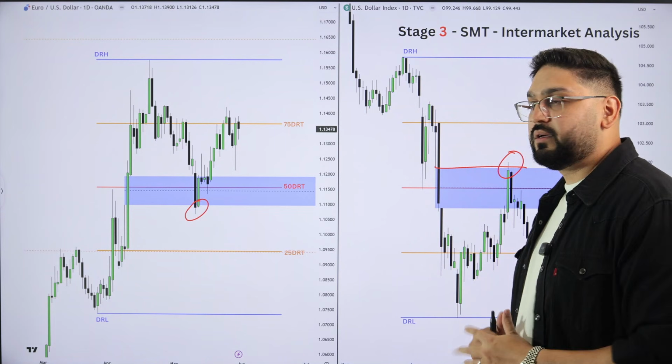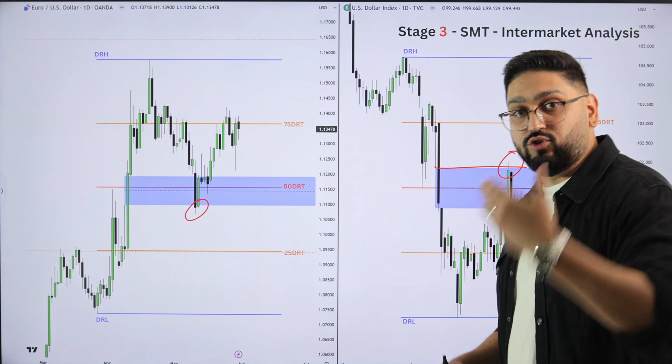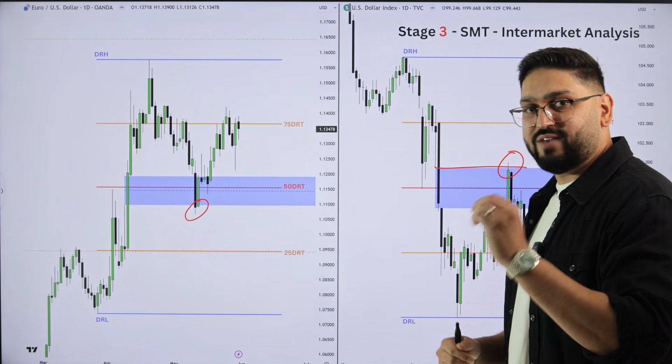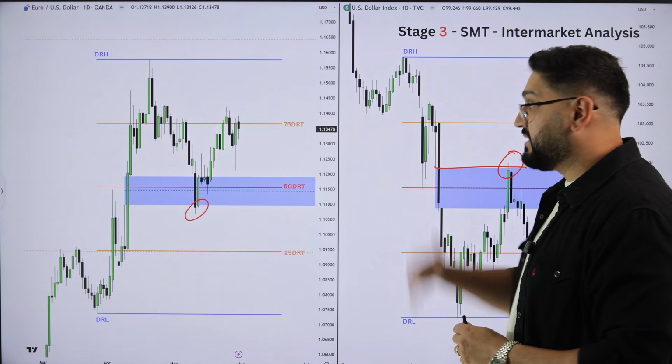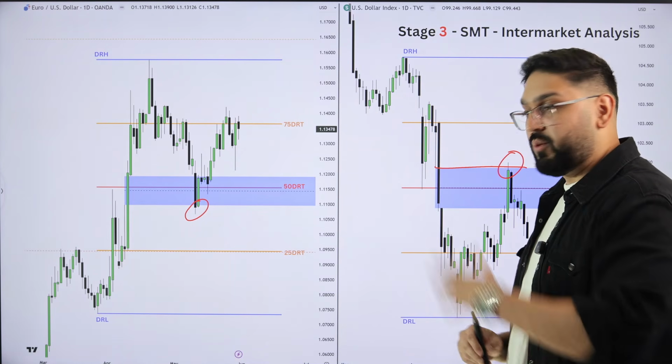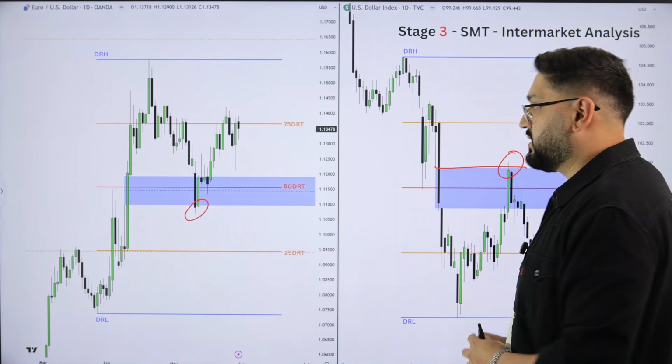Now, I just want to add here, we never ever trade just off SMT alone. It should only ever be used in context and as an extra confirmation to a bias that you have already underlined from your analysis in stage 1 and in stage 2.